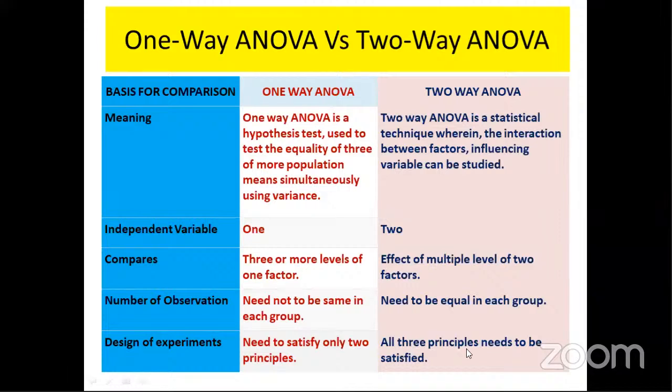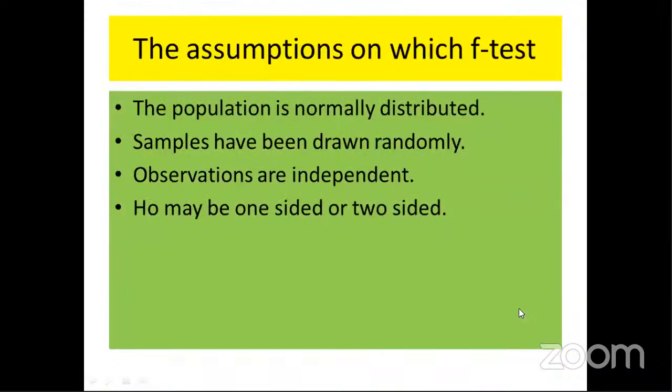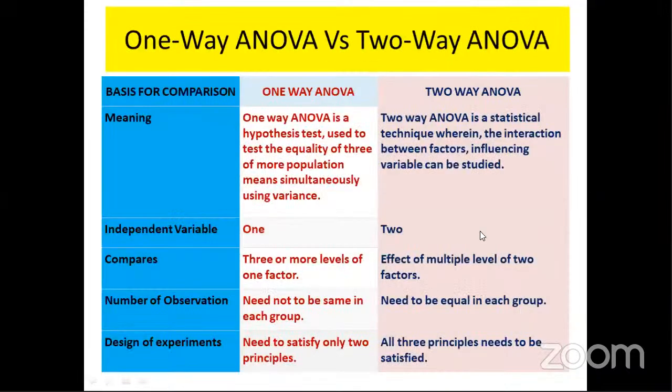Next, design of experiment is to be considered. When you talk about one-way, you need to satisfy only two principles in the design. But for two-way, all three principles need to be satisfied. So these are the differences between one-way and two-way. Now, I want to repeat, there is no three-way. There is only one-way and two-way ANOVA. Any question? None.